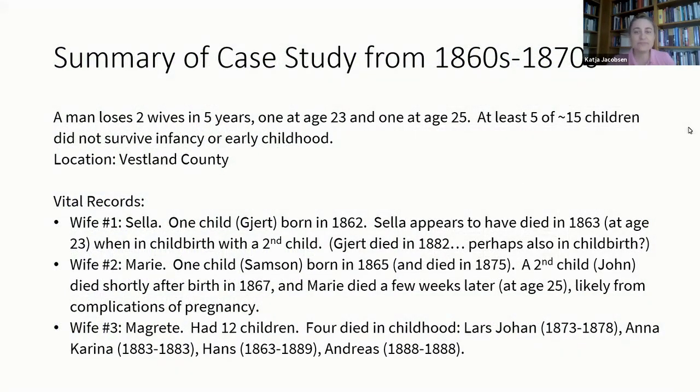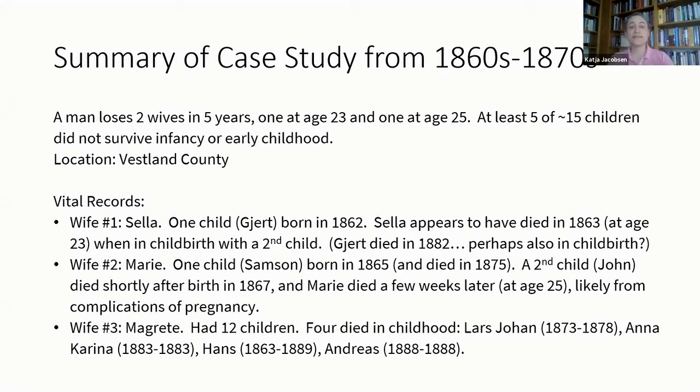So the person, place, time here, again, we've got a man who has two wives who die within 5 years, one wife at age 23, one at age 25, and at least 5 of the 15-ish, more or less, children did not survive infancy or early childhood.